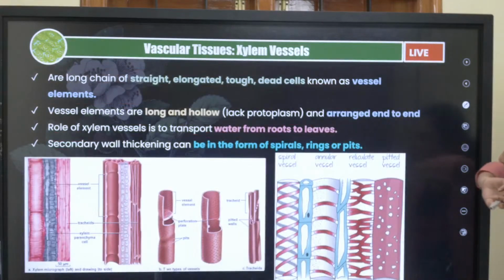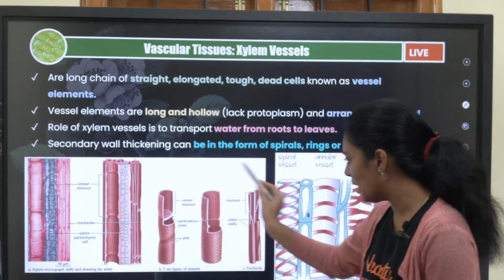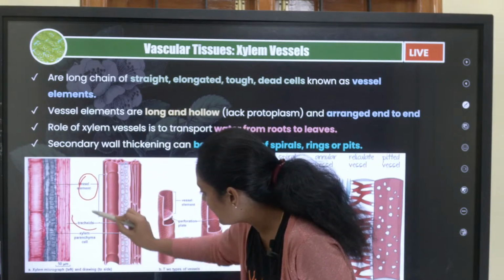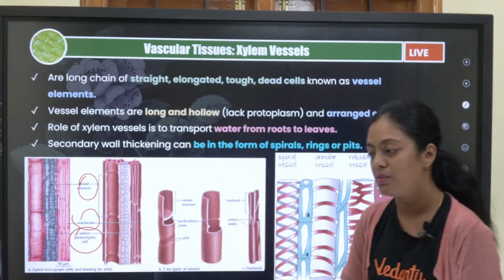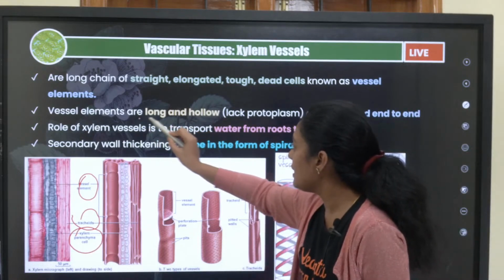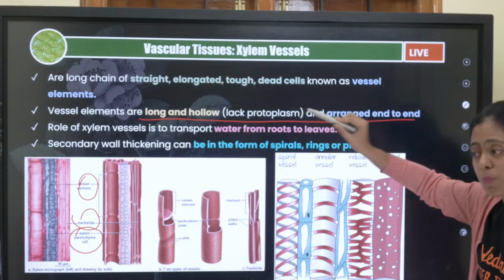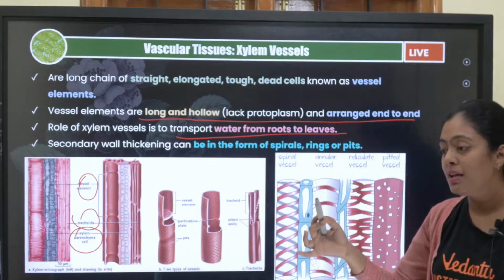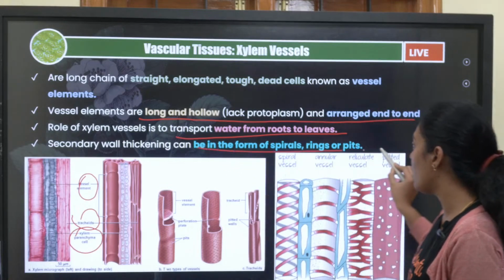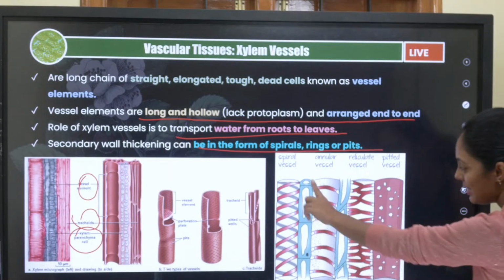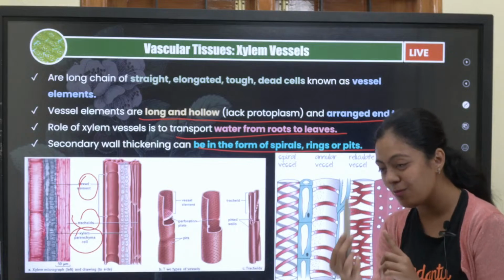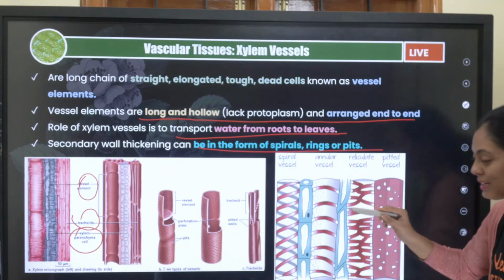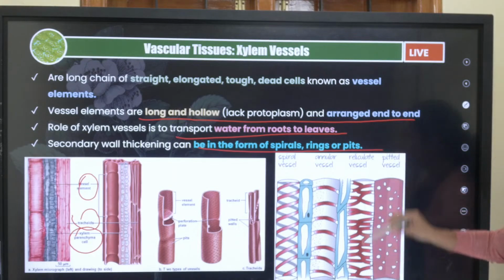Xylem mode of function. Then you have xylem vessels. They have given it very clearly here, look, this is your vessel element. You can see your tracheids and your xylem parenchyma cells. The vessel elements are long and hollow. They lack protoplasm. They are arranged end to end. The role of xylem is to transport water, and the secondary wall thickenings are in the form of spirals, rings and pits. Can you see how beautiful it is? The secondary wall is either in the form of spirals, or rings, or it is reticulate.